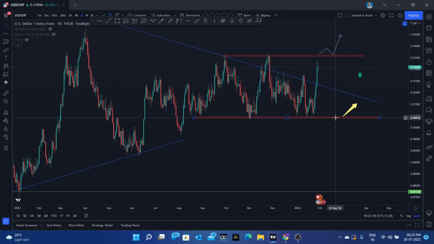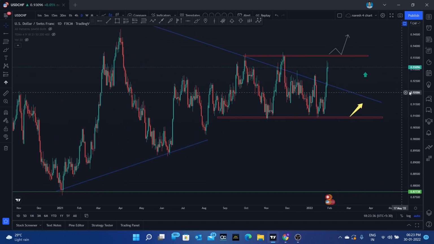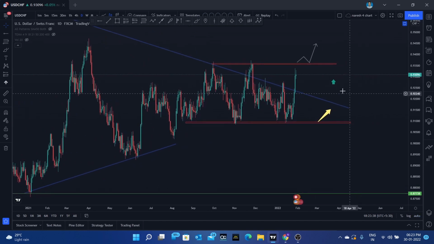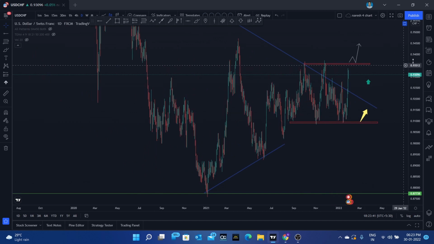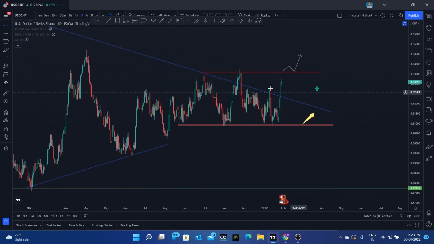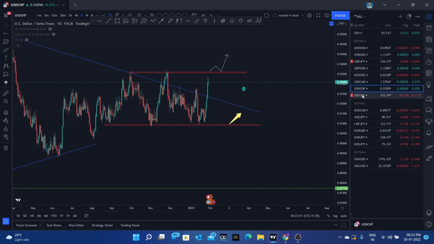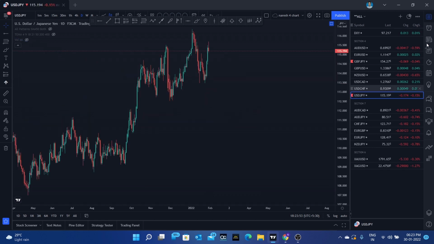After the pullback, you can look for long entries. If it is coming to this area, take this as your stop loss, and take this as your target. I would not prefer you to trade USD CHF, guys. I would prefer you to trade only trending pairs. Right now USD CHF is not at all trending. It is in choppy zone. Until it forms a clear trend and makes a proper market structure, don't go for entries, guys. So next would be USD JPY.